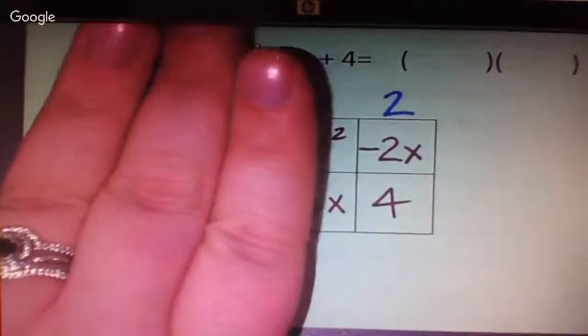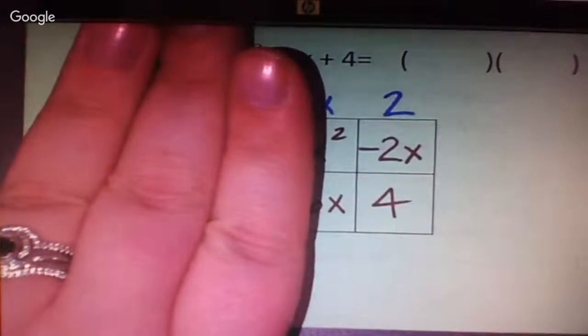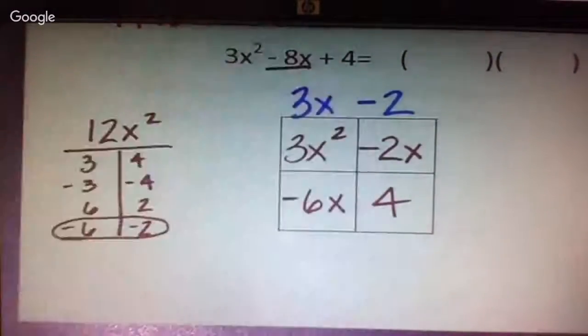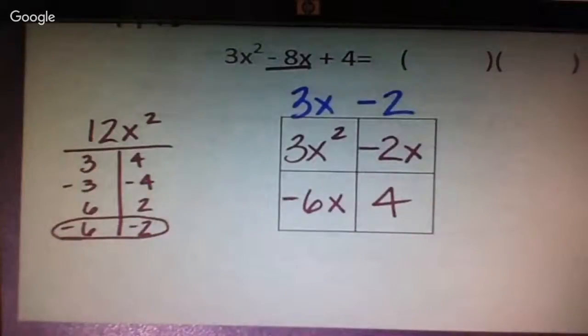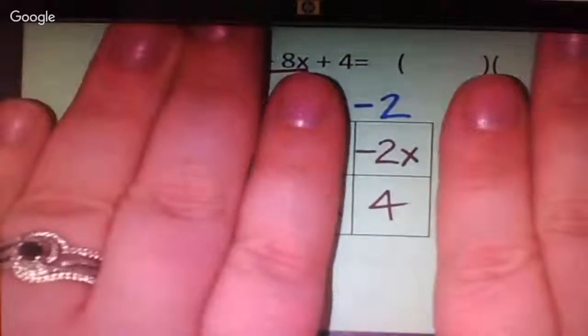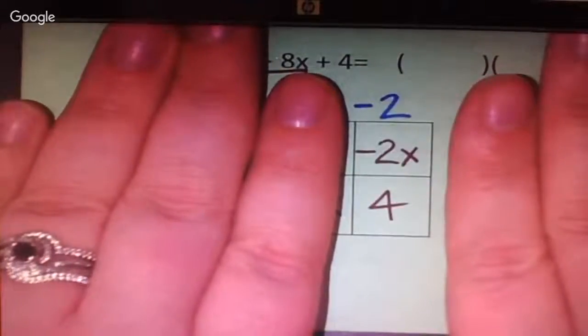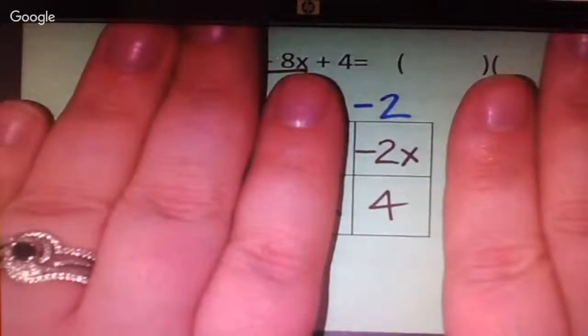How many of you also took the negative? I did because you told me to. Why would you? If the first one in my column is negative, always pull out a negative. Even if they both don't have it, always pull out that negative.